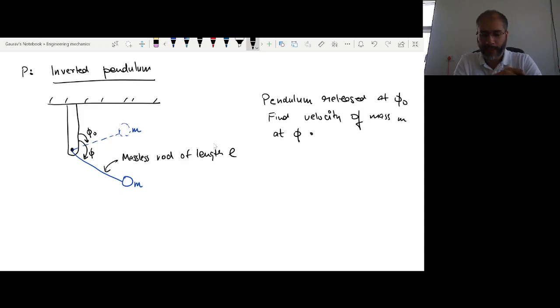So when the massless rod is making an angle phi with the vertical, we have to find what the velocity of the mass is, and in this case it's a vertical placement. So we have mg acting downwards.